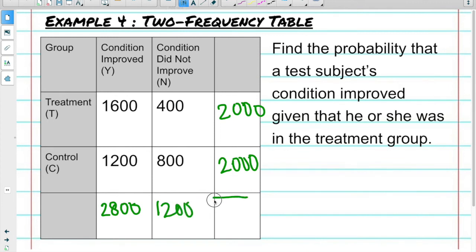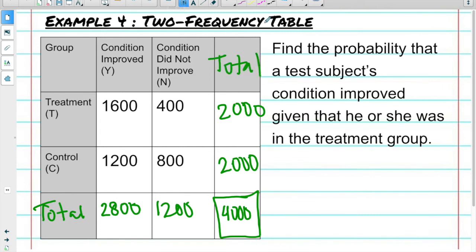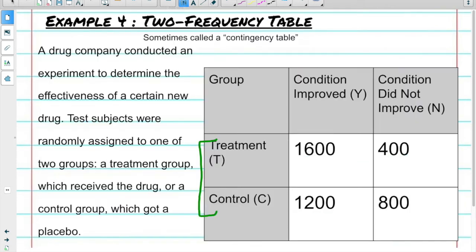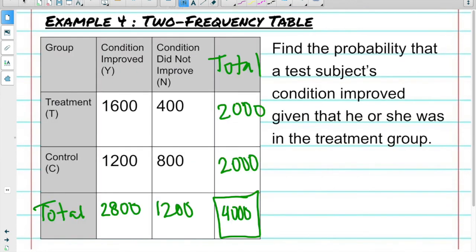Okay? And then the number in this very bottom box should equal the number of total participants in the trial, and it should equal the column plus the very bottom row, right? So 2000 plus 2000 is 4000. 2800 plus 1200 is also 4000. Okay, so I'm going to write total, and that's a really nice way to get your information in one spot.